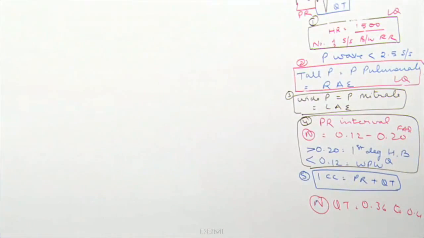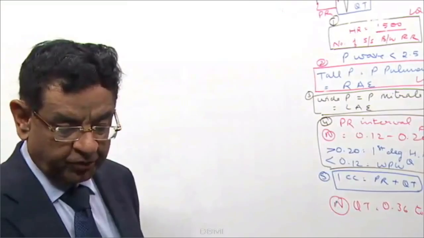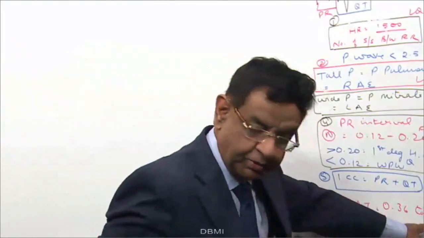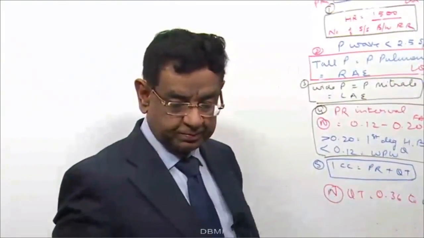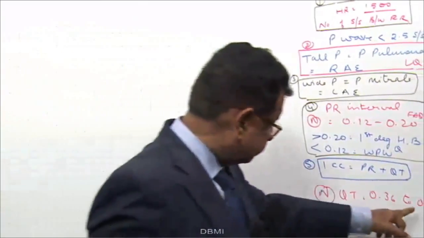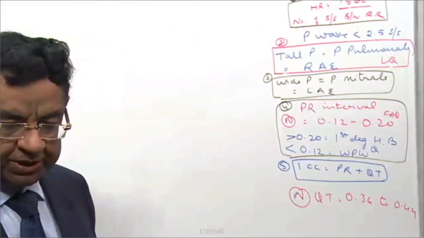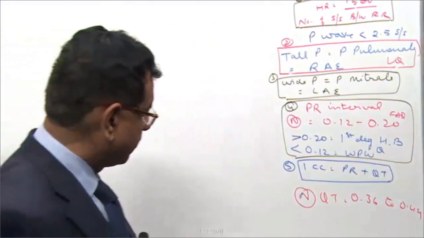Normal QT is, we will zoom. 0.36 to 0.44 second is the normal QT interval. Write down, just zoom it. Zoom the camera here. Yeah. Normal QT is 0.36 to 0.44.